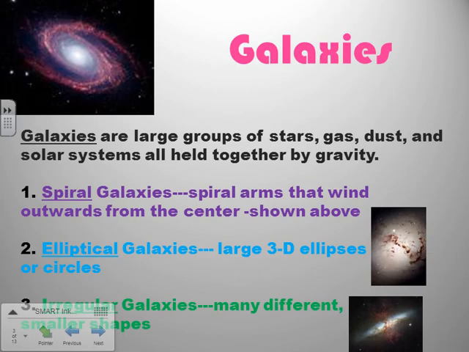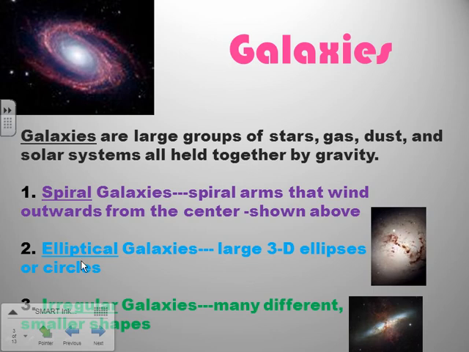We're going to start with galaxies. Galaxies are large groups of stars, gas, dust, and solar systems, all held together by gravity. The first type of galaxies are spiral galaxies, and they have spiral arms that wind outwards from the center, as shown above here, and you have a picture of these in your notes.